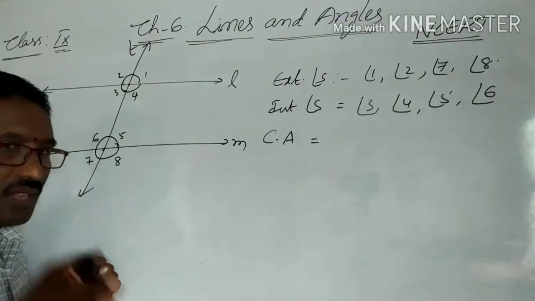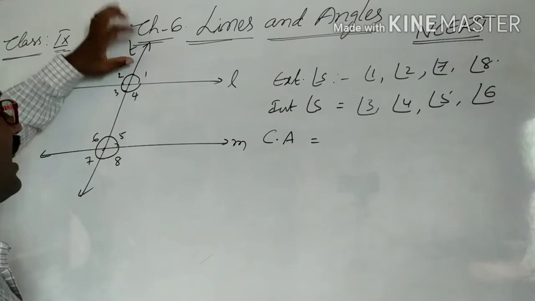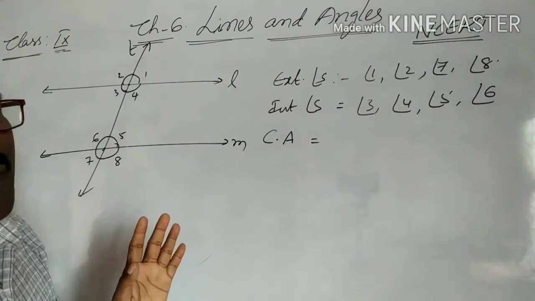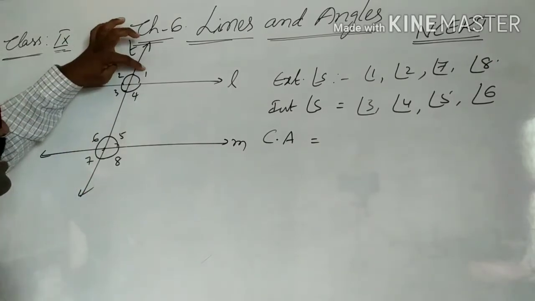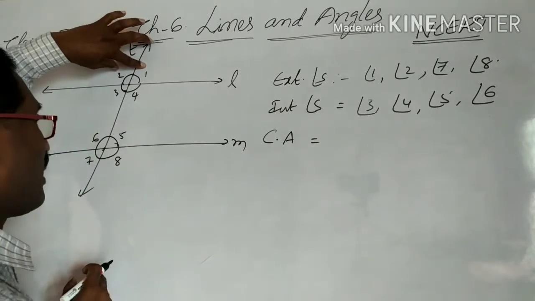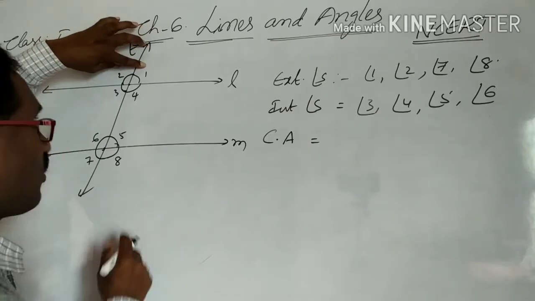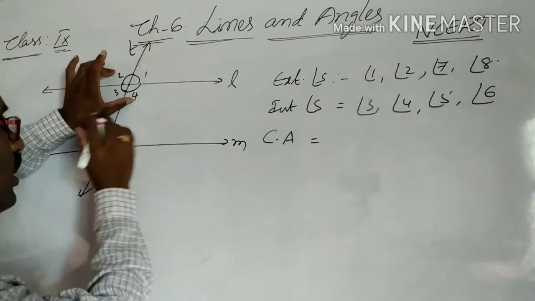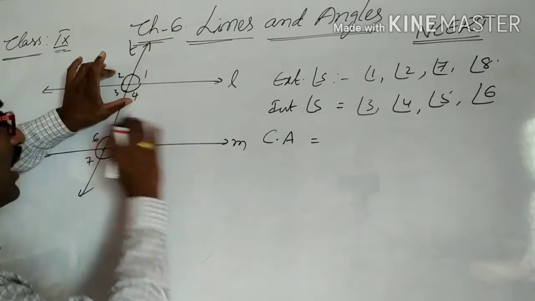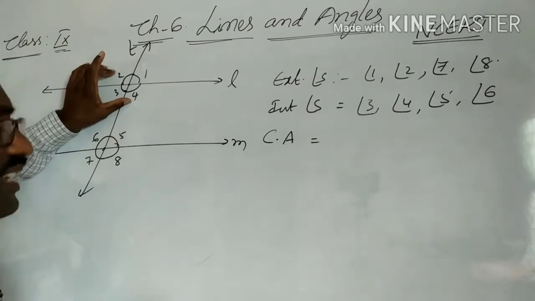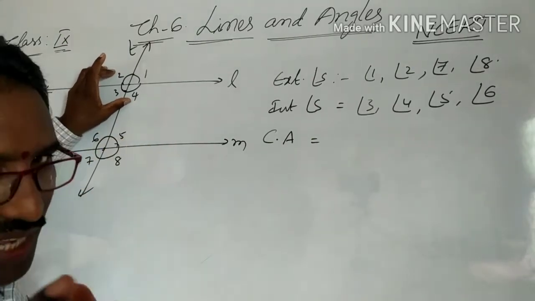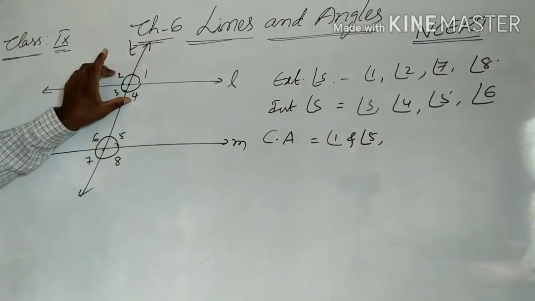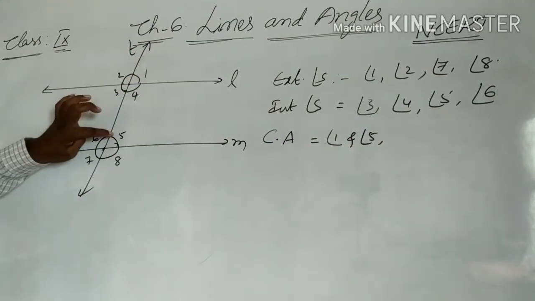Now observe here. You can take angle 1. What are the adjacent angles? Adjacent means side by side angles are called adjacent. The adjacent angles of 1 are 2 and 4. Not these two angles, but the same side, only one side. Here one is the right side. On the right side, what is the other interior angle? 5. So angle 1 and angle 5 are corresponding angles.